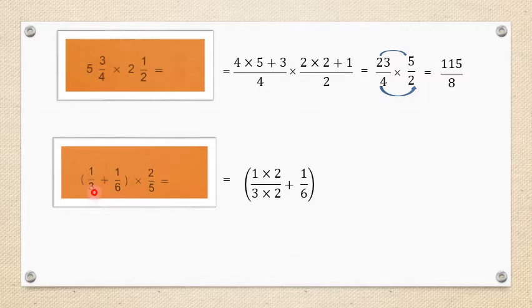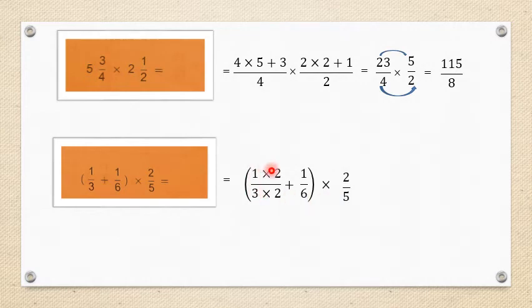6 is a multiple of 3. So, 3 multiplied by 2 equals 6. And since I'm multiplying the denominator, surely I have to multiply also the numerator. 1 times 2 and 3 times 2, plus 1 over 6, and write the remaining of the expression times 2 over 5.